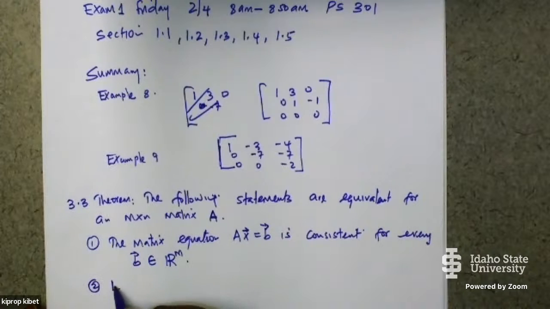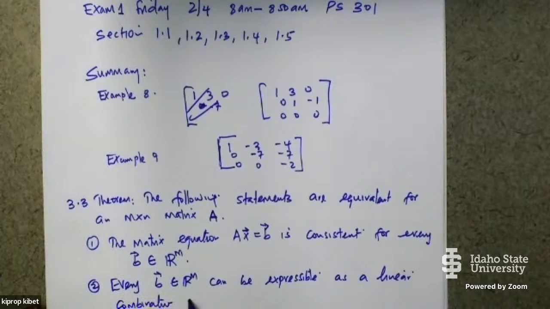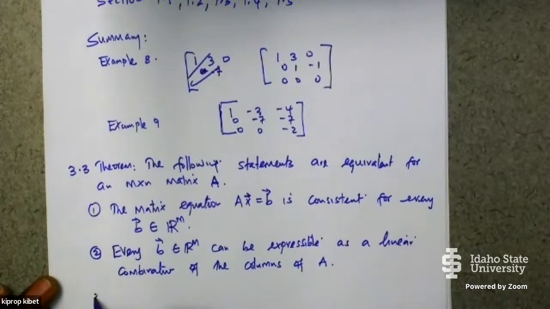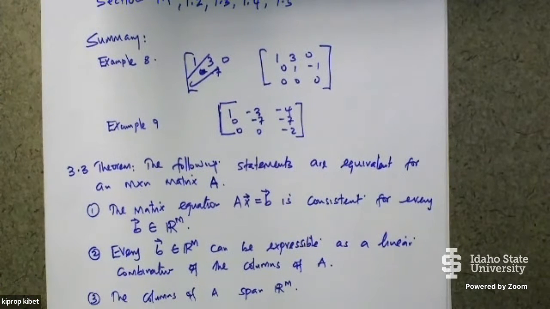Number 2, every B, which is an element of Rm, can be expressible as a linear combination of the columns of A. Number 3, the columns of A span Rm.